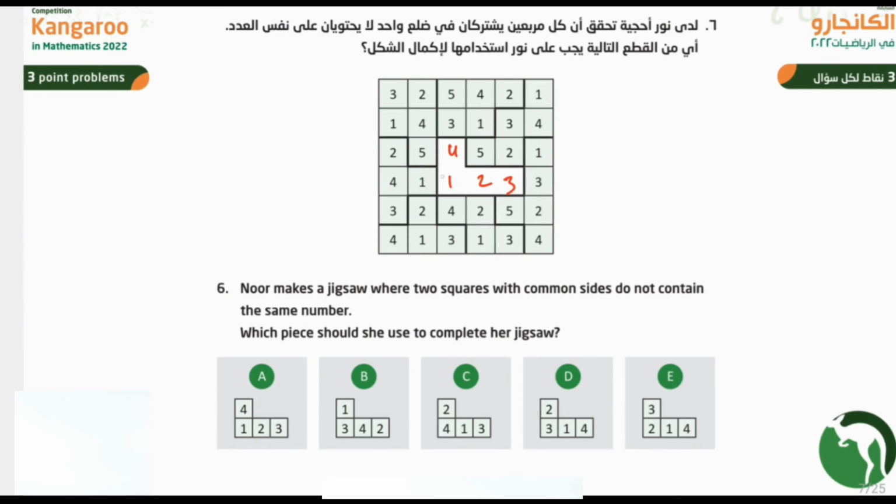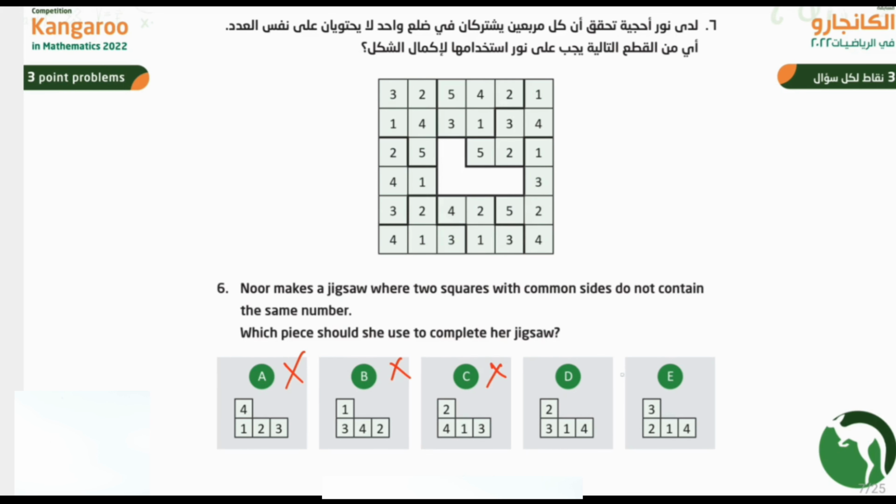So here, if you notice, we have 1 and 1 here. So these two adjacent squares have the same number, and this is not correct. So A cannot be the answer. Now, if we try B, here we have 1, 3, 4, and 2. So if we notice here, we have 2 and 2. So this one is also not correct. So now if we try C, we will have 2, 4, 1, and 3. And here we have two fours, and this one is not correct.